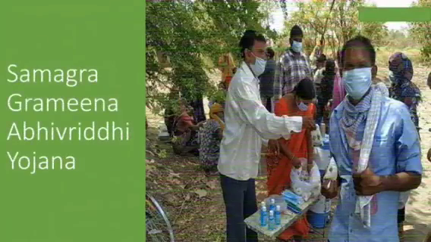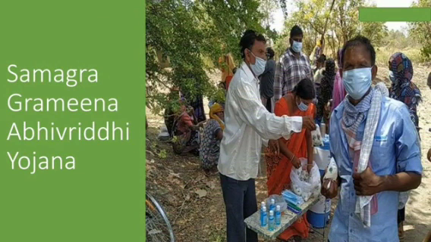The next scheme which we are going to discuss is the Samagra Gramina Abhivriddhi Yojana. That means it is a scheme which is introduced in the villages to create better facilities for the villagers. It could be in the form of health facilities, better transport, better electricity facilities, school buildings, college buildings, and so on. Samagra Gramina Abhivriddhi Yojana.